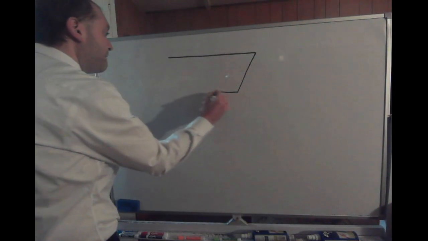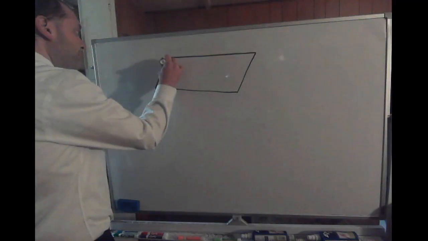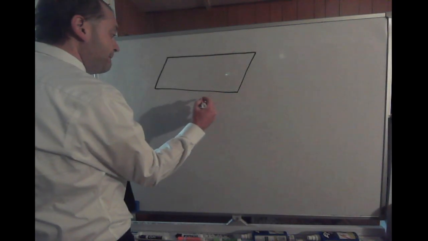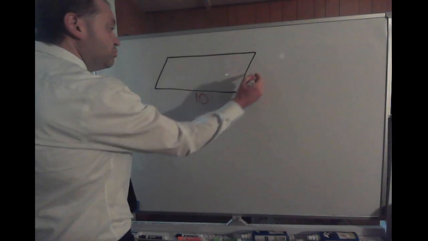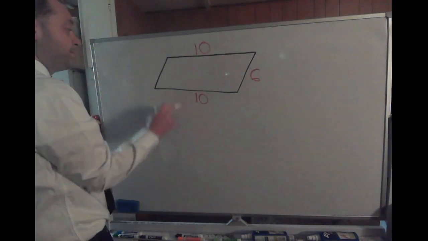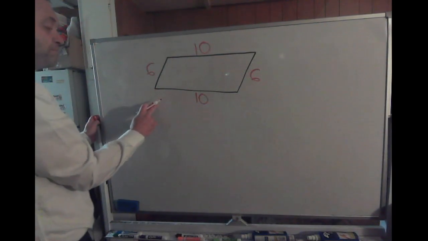Let's go back here. Let's see, then we have another parallelogram here. This parallelogram has side lengths of 6 and 10. We'll make the base 10, we'll make the length of this side 6. So this base would be 10. This length would be 6.